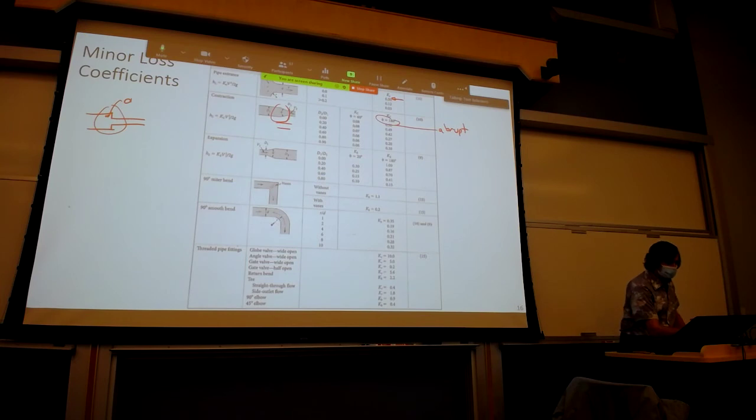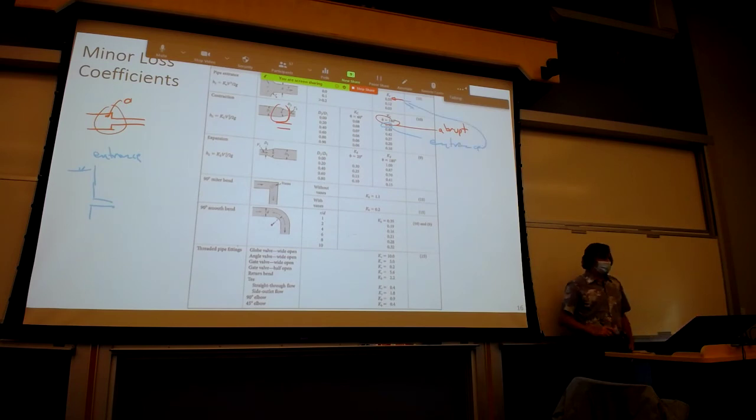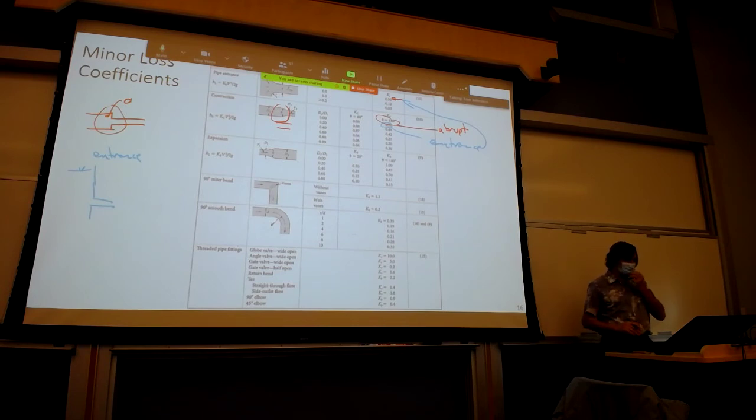And the other thing, remember, at the limit, an entrance from a large reservoir to a pipe, at the limit, this is a contraction. And as we said, for entrance, you've got typically a loss coefficient of half a velocity head. 0.5 is the loss coefficient.